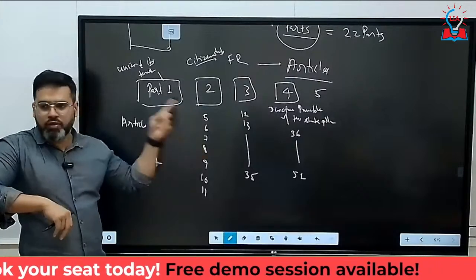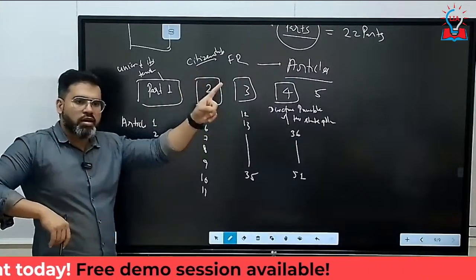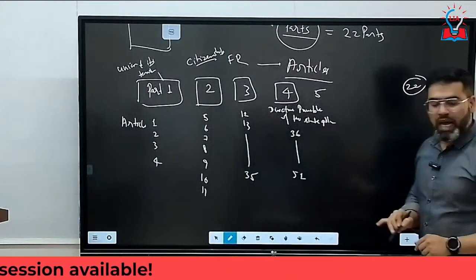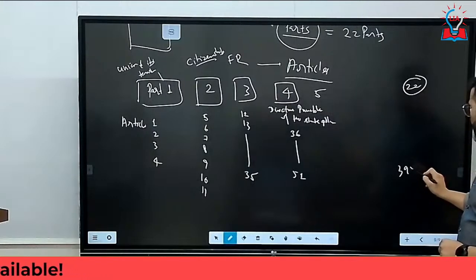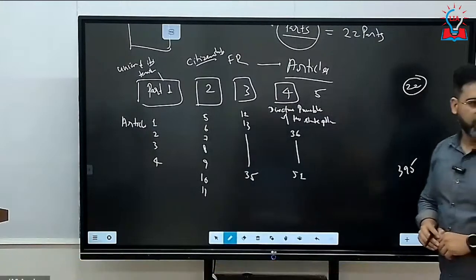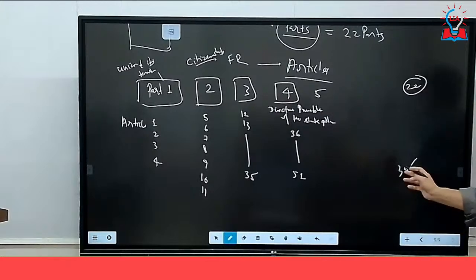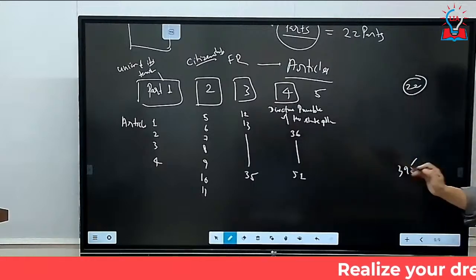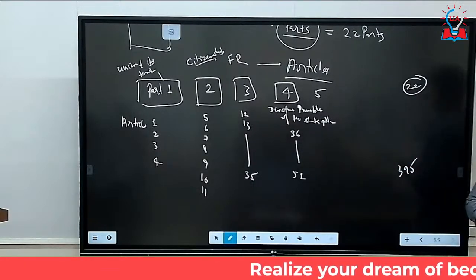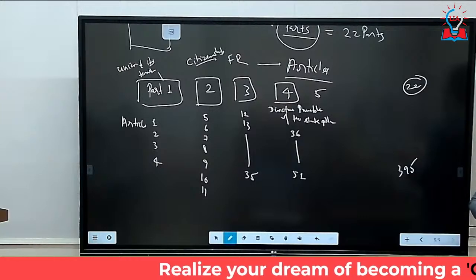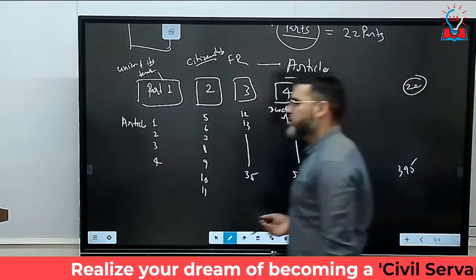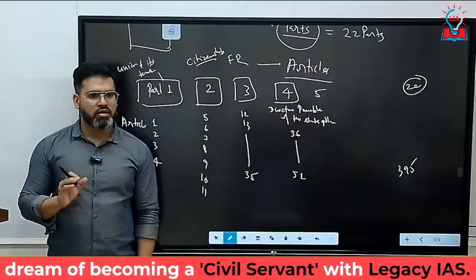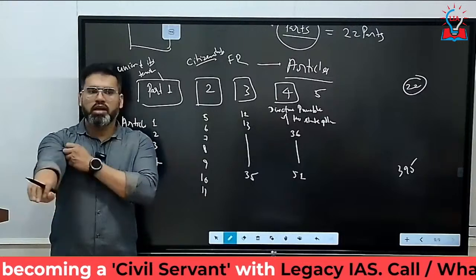As you move from here till part 22 and reach part 22, the last article number that will come is 395. So total how many articles are there? 395. Total how many parts are there? 22. Correct? So total parts are 22 and total articles are 395. I am talking about the original constitution when it was framed. Clear?